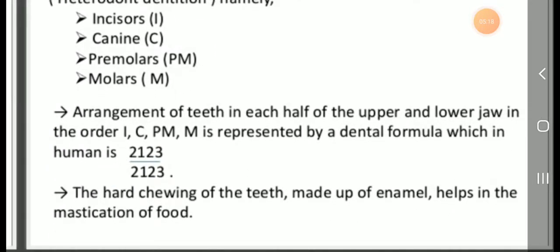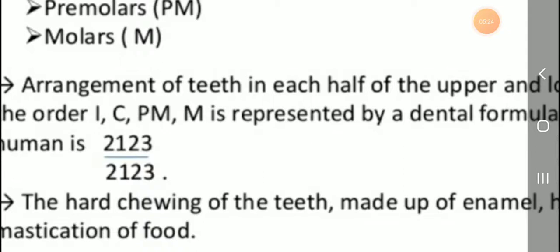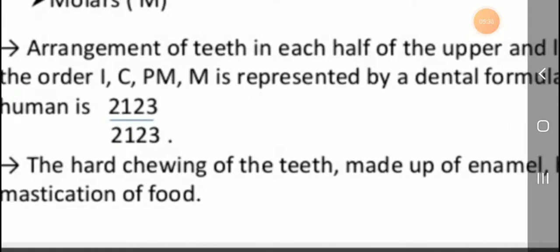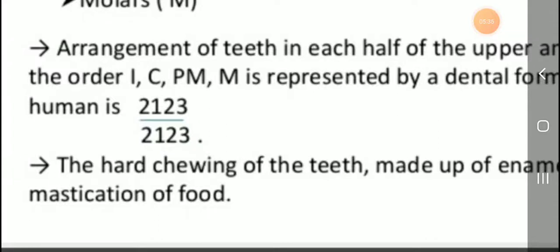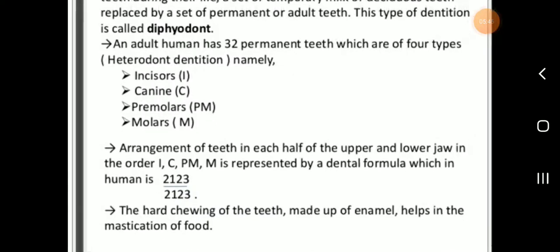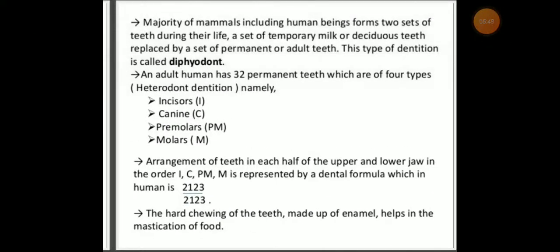This is the dental formula: 2 1 2 3 for the upper jaw and the same for the lower jaw. Incisors, canines, premolars, and molars. Incisors: upper jaw 2 teeth, canines 1 tooth, premolars 2, molars 3. Okay, the hard chewing surface of teeth, made up of enamel, helps in the mastication of food.